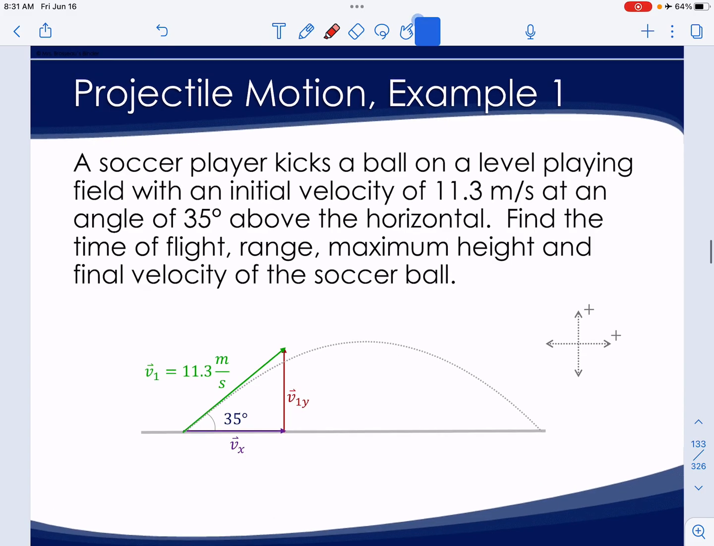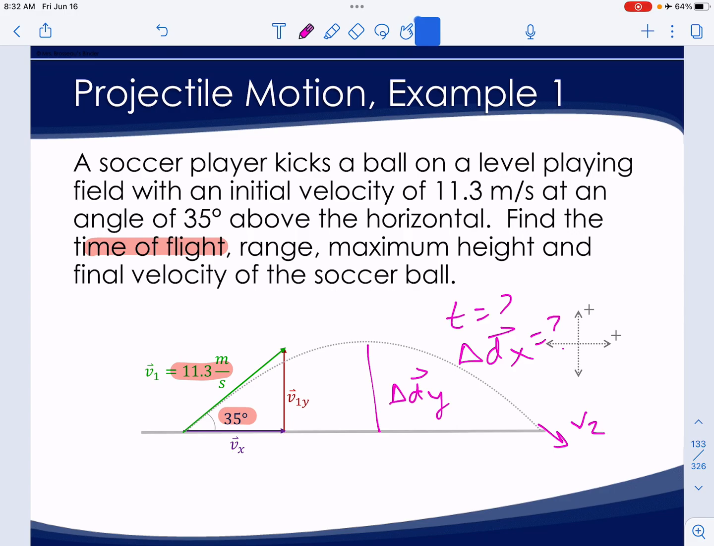So now let's do an example. A soccer player kicks a ball on a level playing field with an initial velocity of 11.3 meters per second at an angle of 35 degrees above the horizontal. Find the time of flight. So we're looking for the time, the range, which is delta dx, the maximum height, that would be our delta dy, and the final velocity of the soccer ball. We want V2, if you will.